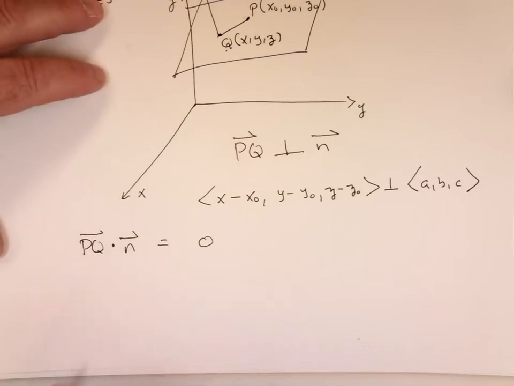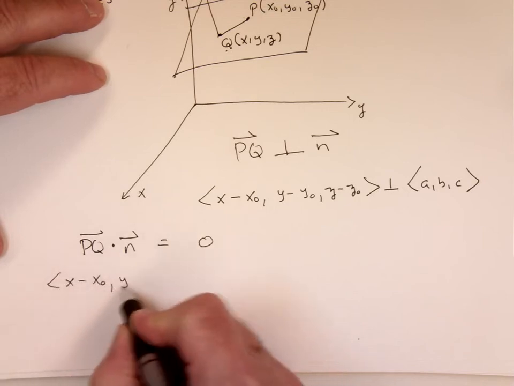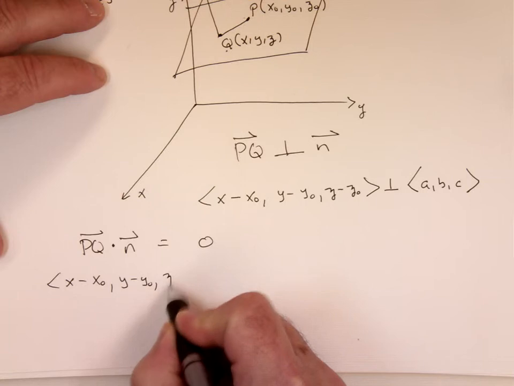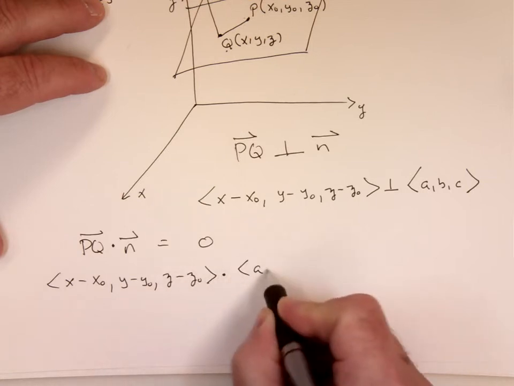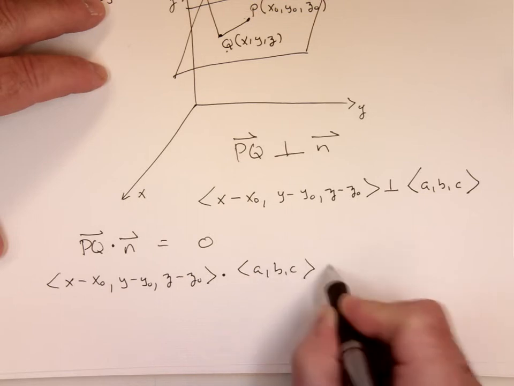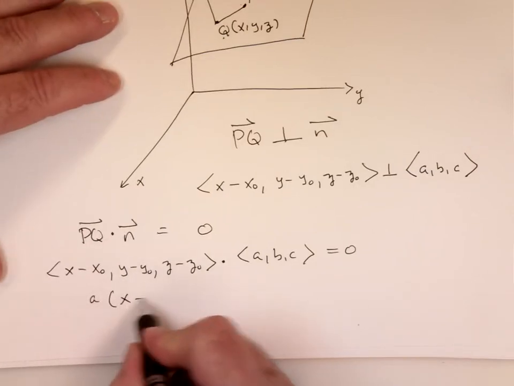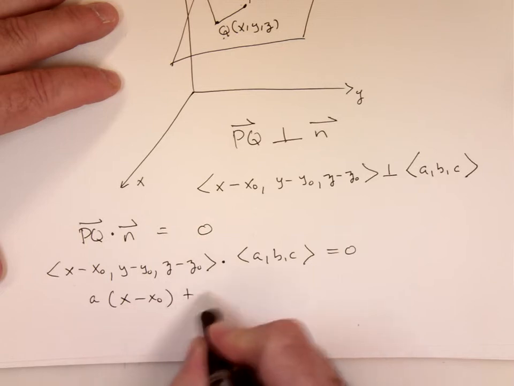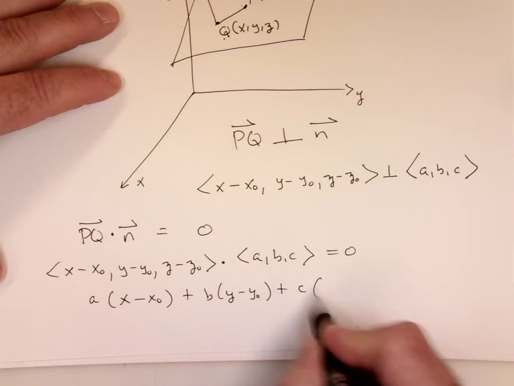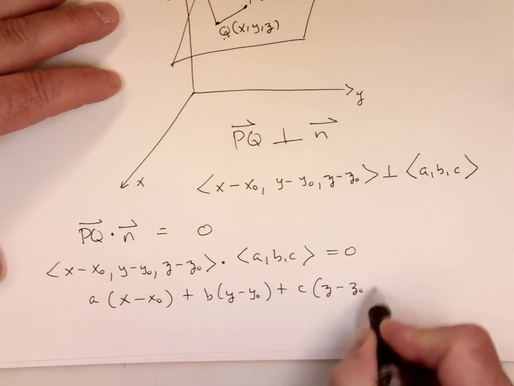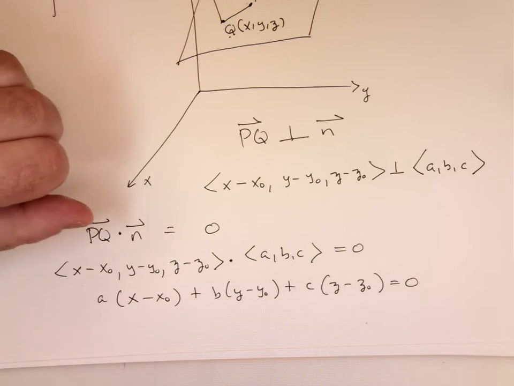Well, let's see what that means. It means that this dot this is equal to 0. That means A times (x minus x sub naught) plus B times (y minus y sub naught) plus C times (z minus z sub naught) is equal to 0. And guess what? Believe it or not, that's the equation of a plane.